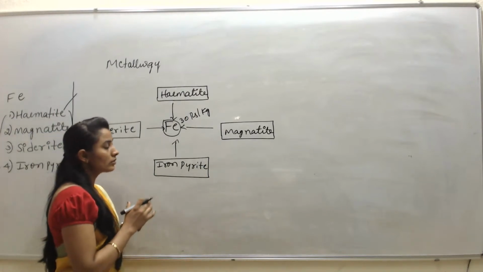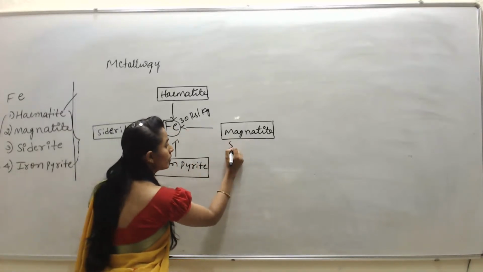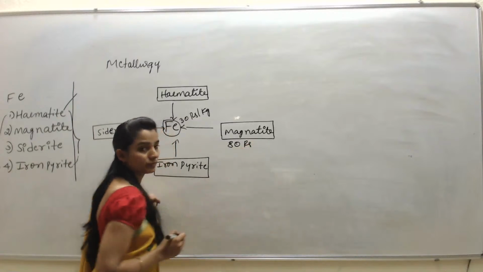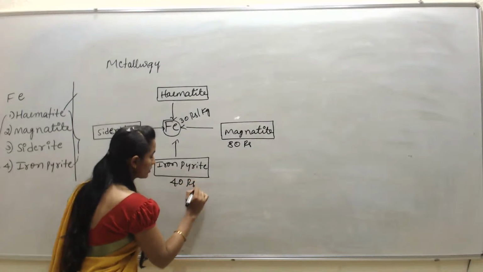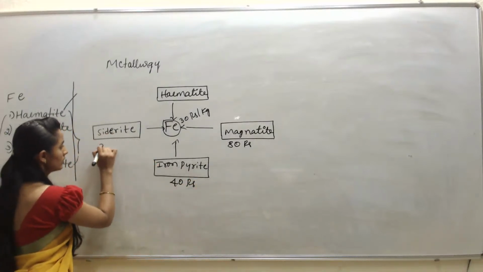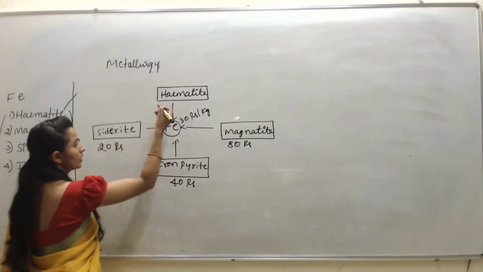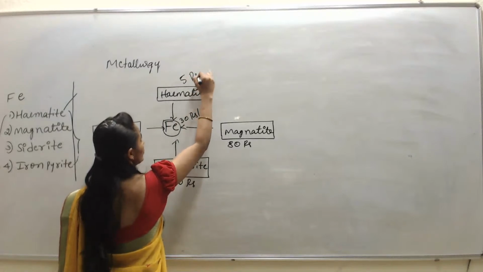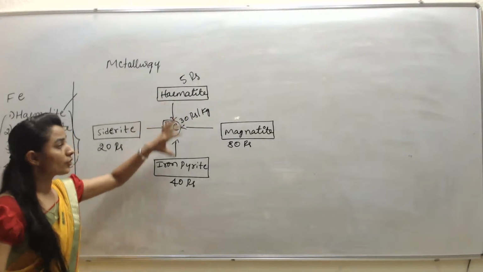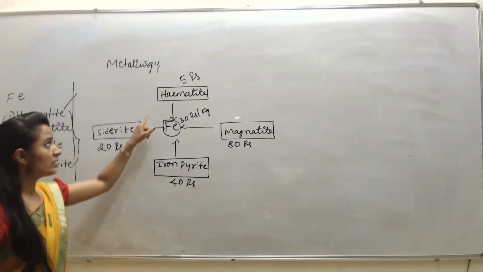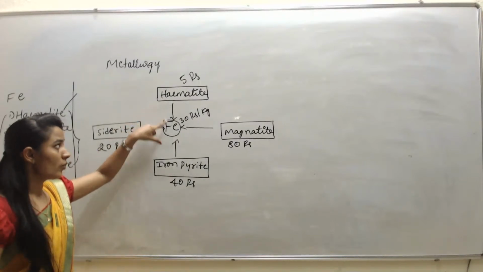So listen, the cost of production of 1 kg of iron from this magnetite ore is 80 rupees. This one costs 40 rupees. This one costs 20 rupees. This one costs 5 rupees. Assume, I am not exactly telling that this much is the cost of production. I am just explaining why they choose this mineral as an ore of iron.